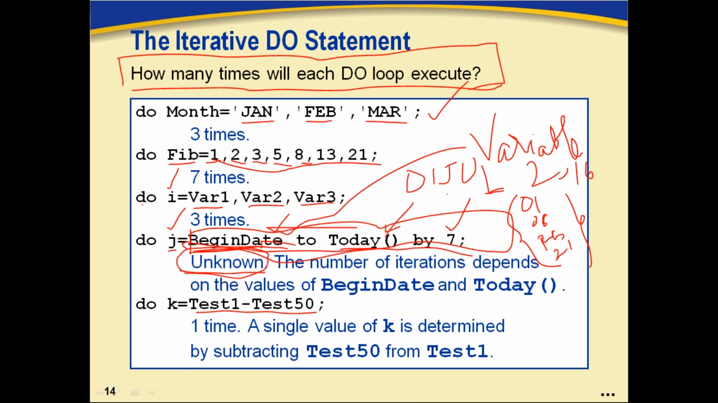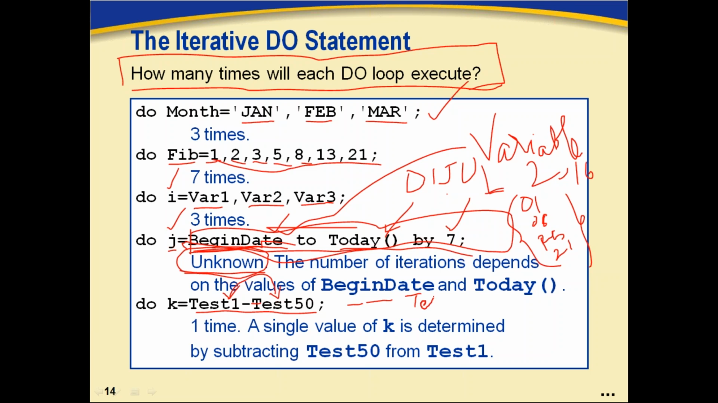Let's say you have 50 variables, test1 to test50, and you want to run the loop for each value of test, I mean test1, test2, test3. You have to use double hyphens. If you use one hyphen, it will treat it as an expression. But if you use a double hyphen, then it will treat it as test1 to test50.